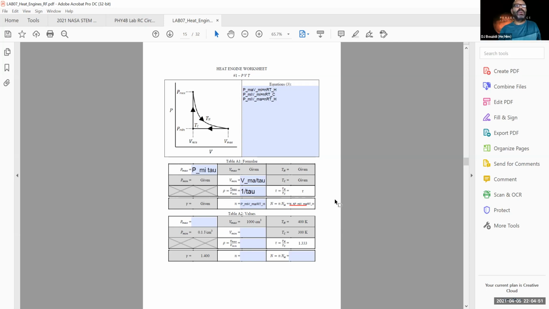This part now is plug in the numbers. Use this formula, because now we have tau. Tau is just a ratio of T hat over TH. So all I have to do is multiply it by Pmin, and Pmin is this number. So 1.33 times this number. I'm going to plug the number in here, and it's going to be the same units as this one. So it's going to be joules per cubic centimeter.